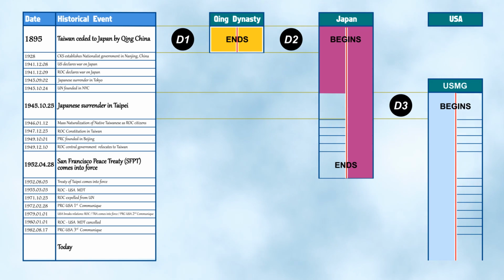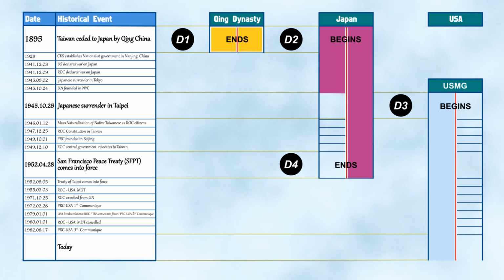Now let's look back at column two. With the coming into force of the San Francisco Peace Treaty on April 28, 1952, the legal ownership by Japan over Taiwan has ended. So for Japan, this is a sovereignty displacement out. This is labeled as D4.